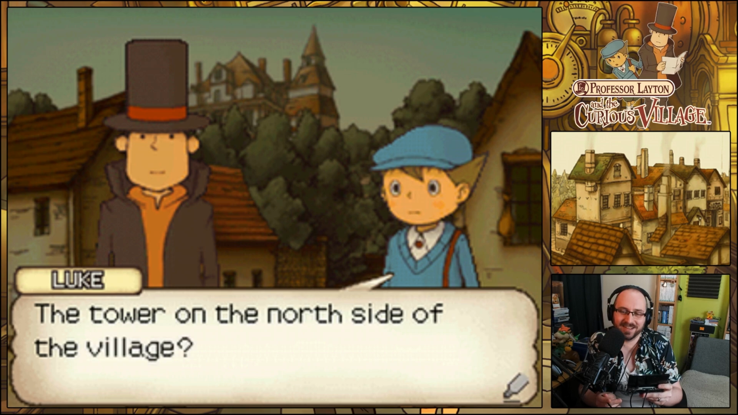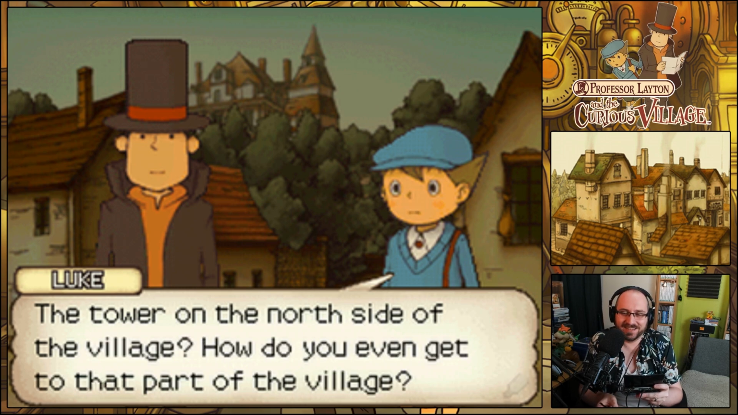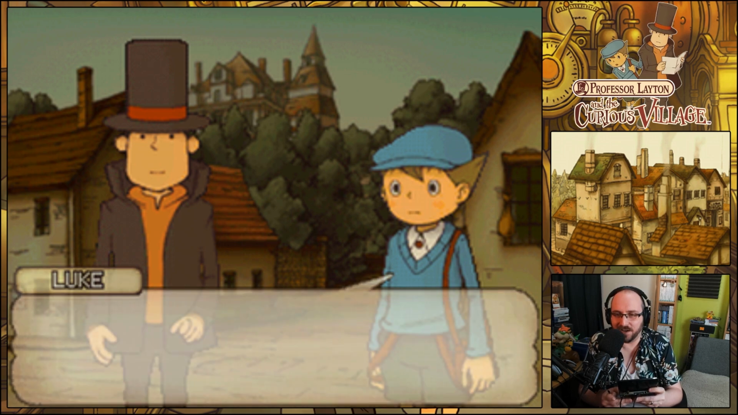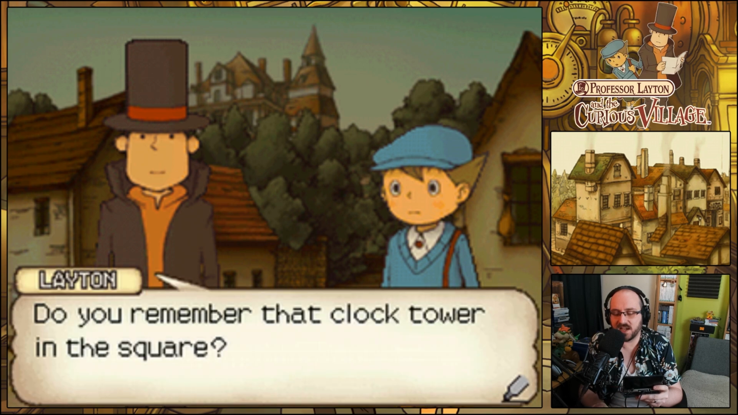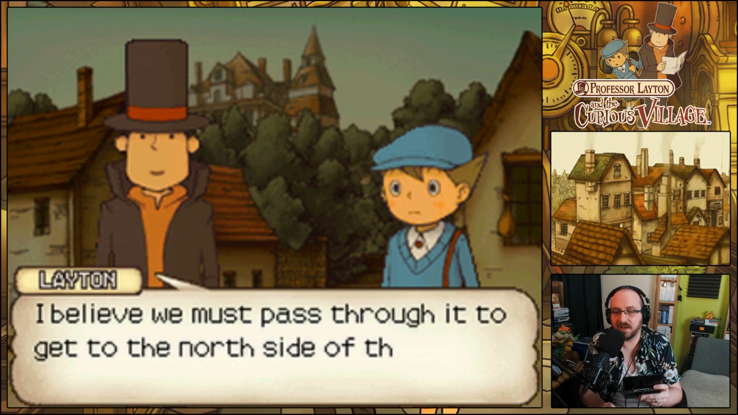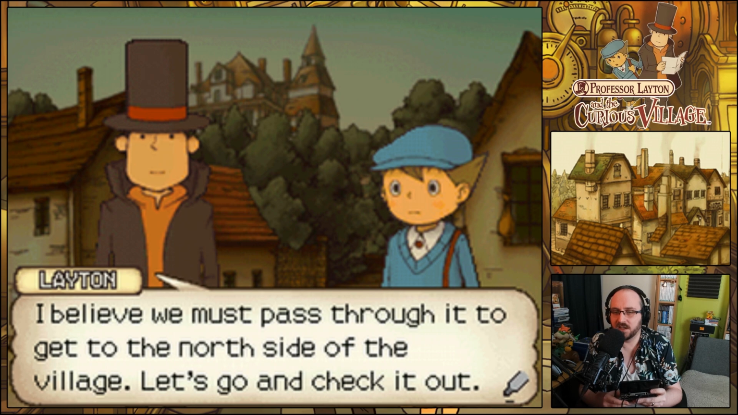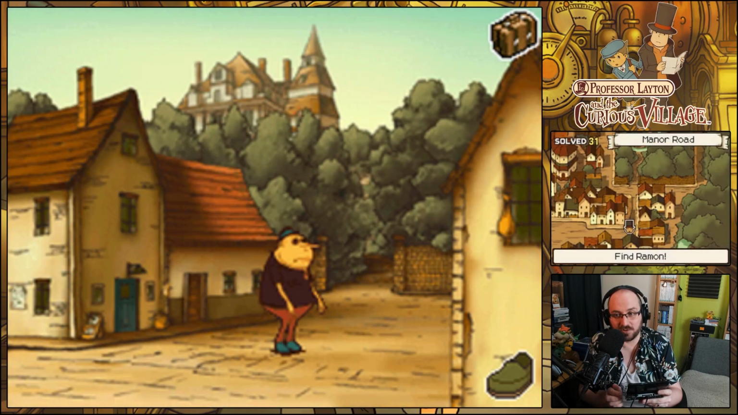Okay. The tower on the north side of the village. How do you even get to that part of the village? Do you remember that clock tower in the square? I believe we must pass through it to get to the north side of the village. Let's go and check it out. Definitely don't go there. We're going there, mister. Tell us about that.